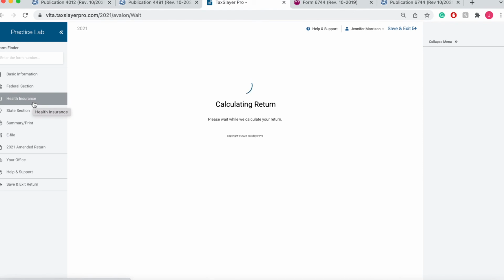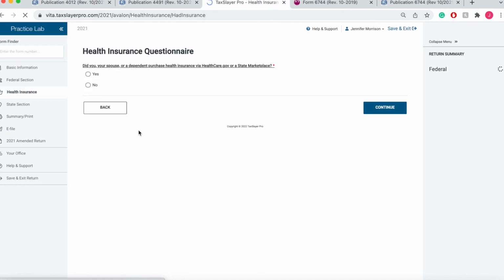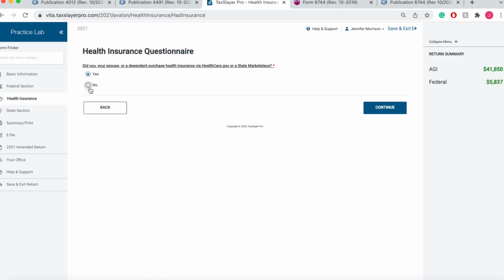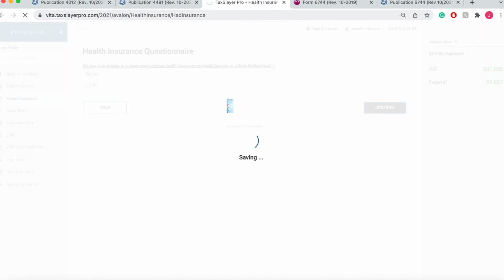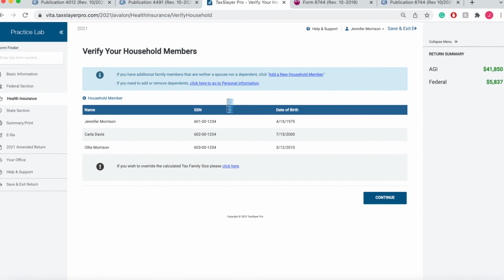First here, we wait for it to load. Very exhilarating. Now that we have finished loading this up, we are going to go ahead and click yes here to get started on the health insurance portion of the return.